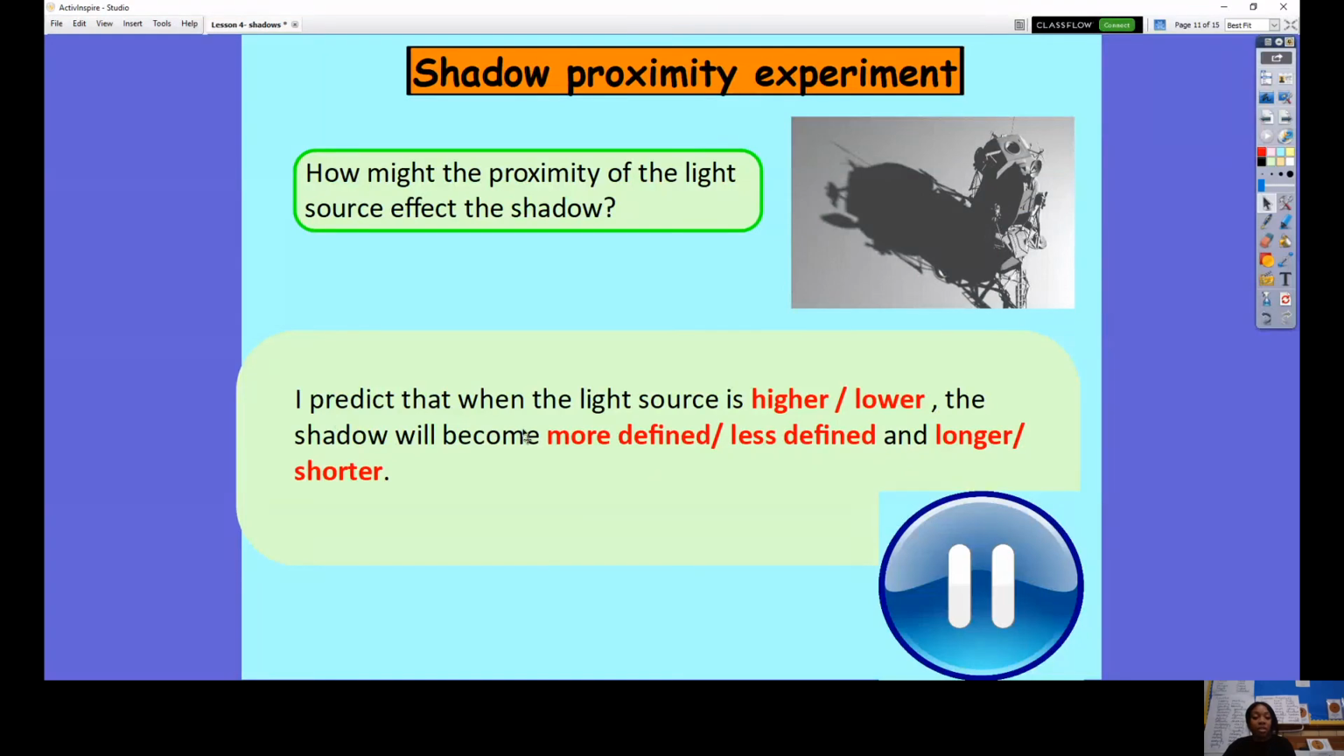Now you need to copy out this sentence at home or in your books. I predict that when the light source is higher or lower, you need to choose one, the shadow will become more defined or less defined, and longer or shorter. Just to read that out again for you: I predict that when the light source is higher or lower, choose one, the shadow will become more defined or less defined, you need to choose the correct option, and longer or shorter. Pause the video so that you can write down your prediction now.